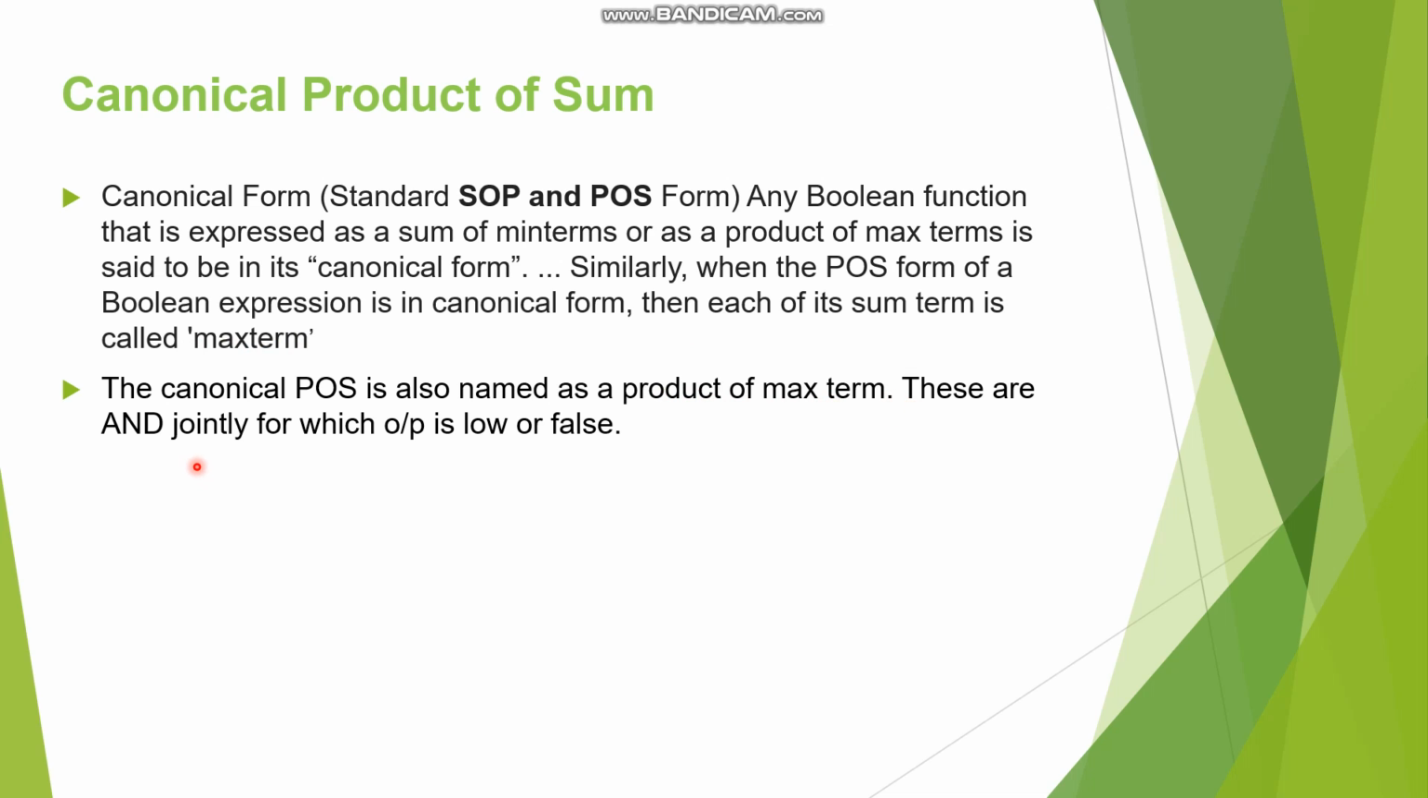This is our AND, the conjunction for which the output is low or false, and we know that AND is also known as the conjunction sign. So let's move toward our main example of canonical product form.